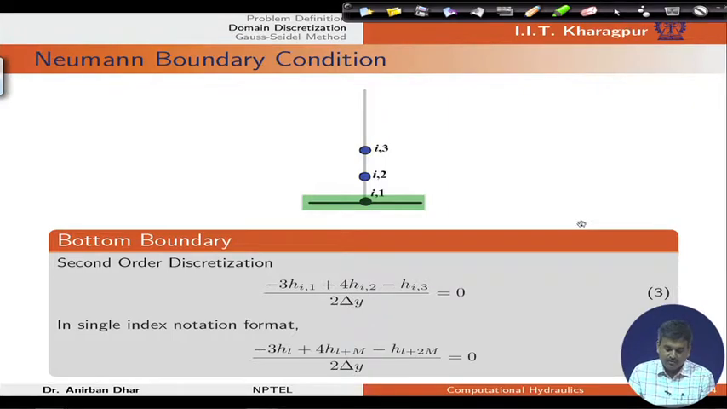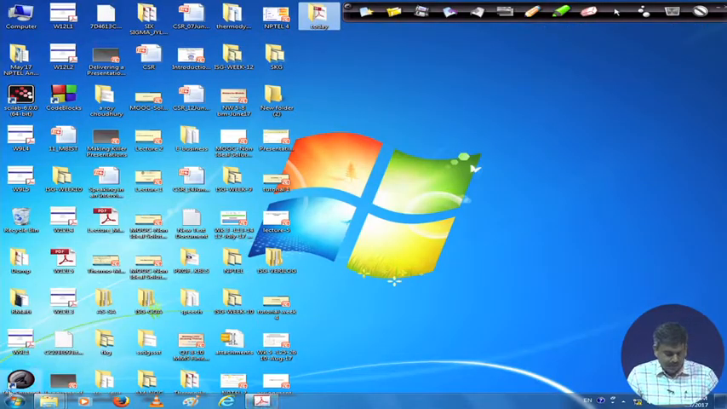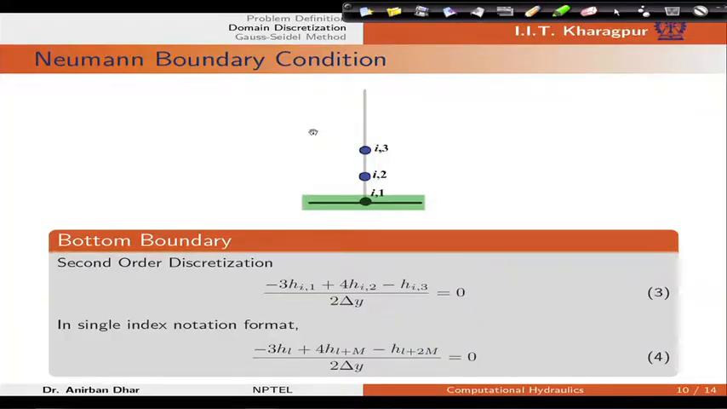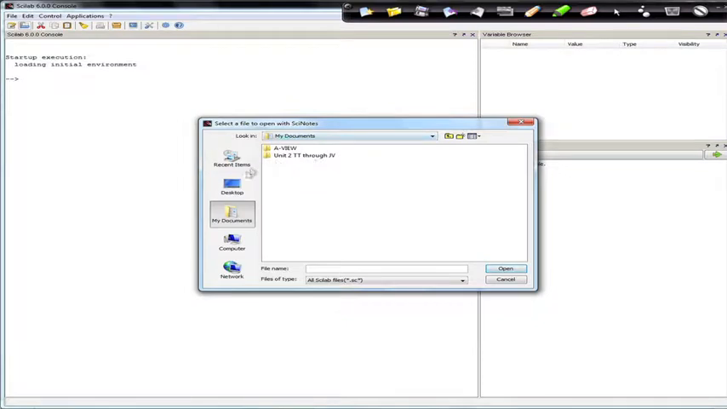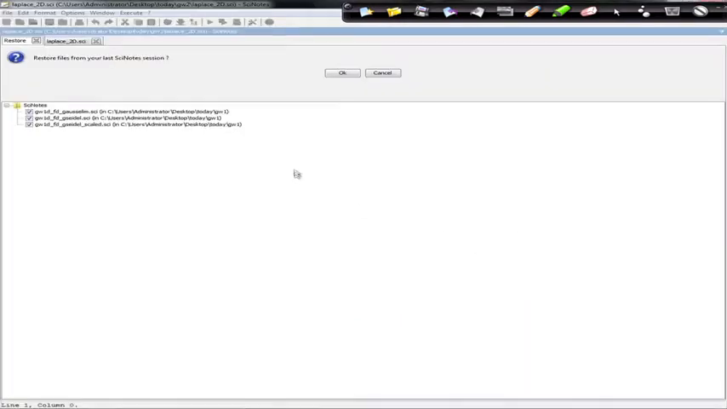Now, we should see how we can solve our problem using this mathematical structure. Again, if I open Scilab, I am opening this groundwater 2. We have Laplace 2D.